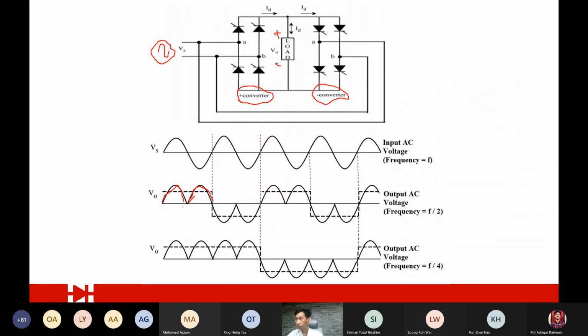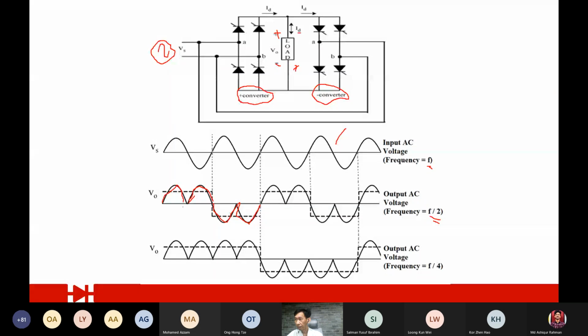And the moment it comes to the second cycle, this one is turned off and this one is turned on. When you turn this on, it will give a negative cycle. So this will have a plus here, minus here. This is the load, so you will get the negative cycle. And then the process repeats itself. By doing that, you are actually reducing the frequency to half.